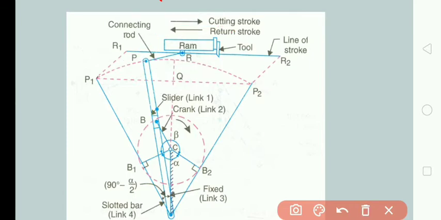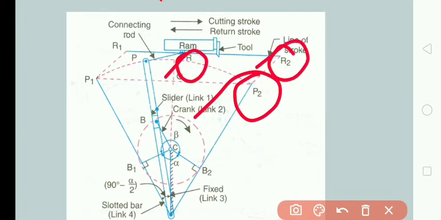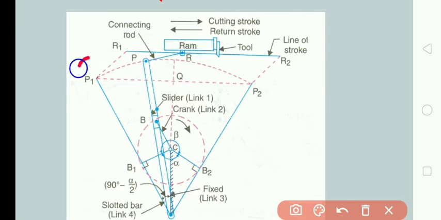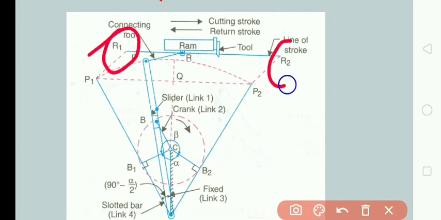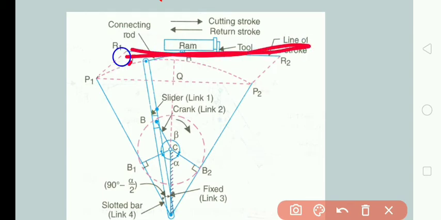So when point P is at the location P2, the location of the point R will be at R2, and when the point P is at location P1, the position of the point R will be at R1. That means when P oscillates between P1 and P2, the ram oscillates between R1 and R2. That means the ram will move over this straight line, the line of stroke of the ram. So that is how a quick return motion mechanism works.